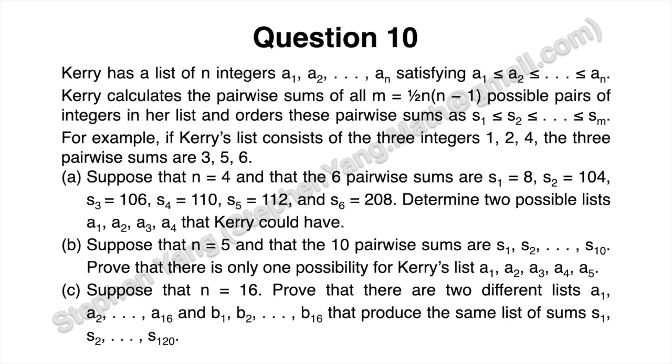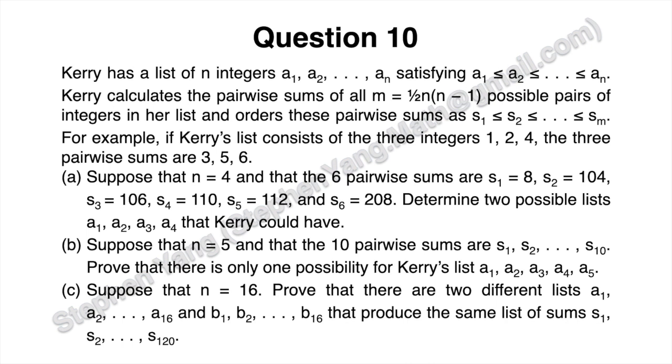Part B is: suppose that n equals 5 and that the 10 pairwise sums are s1, s2, up to s10. Prove that there is only one possibility for Carrie's list, a1, a2, a3, a4, and a5.